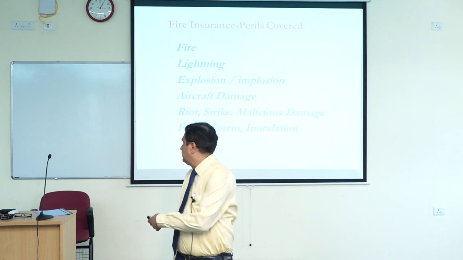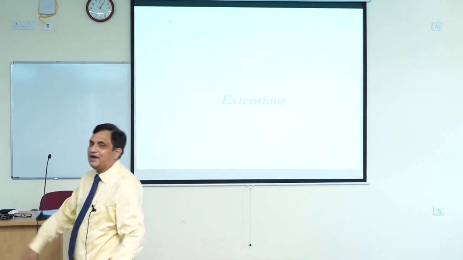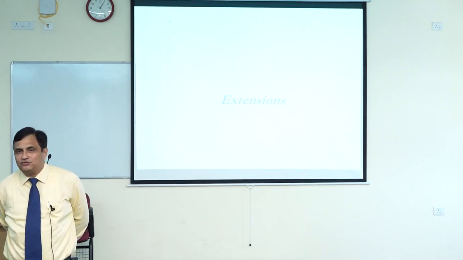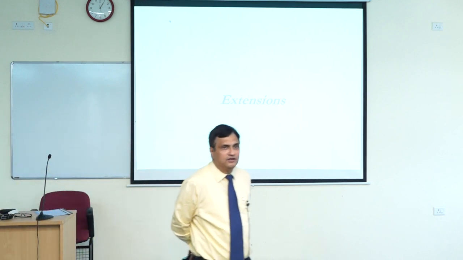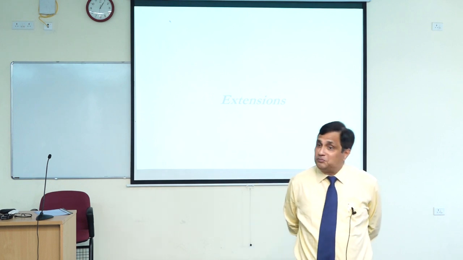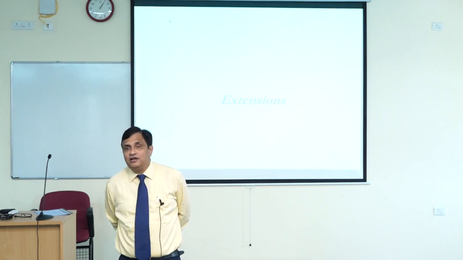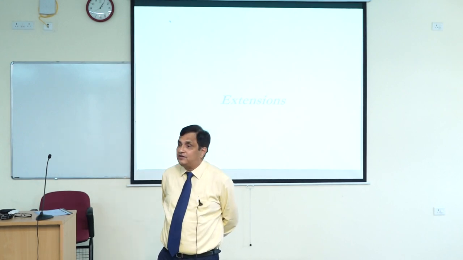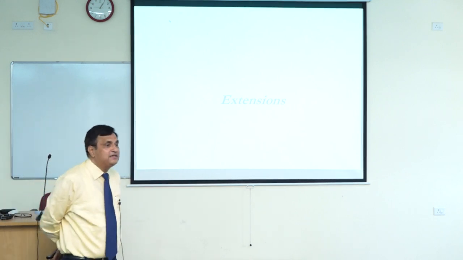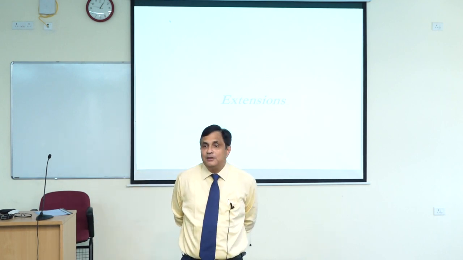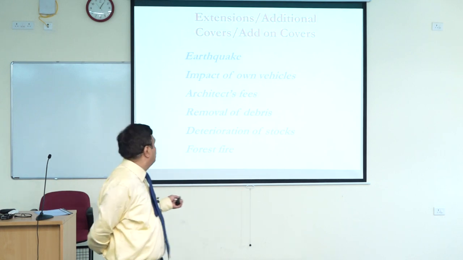Now, after looking at the coverages, let's look at what these extensions are, or what we call the add-on perils that are possible under a fire policy. If you have noted, one of the major perils that is not part of the standard perils is earthquake. Another peril which is not part of the standard perils is terrorism. And as I told you, terrorism is a cover which has not been available in the international market automatically. You need to buy it as an add-on peril or an extension by paying additional premium, because terrorism capacity had dried out. So let's look at those additional perils.